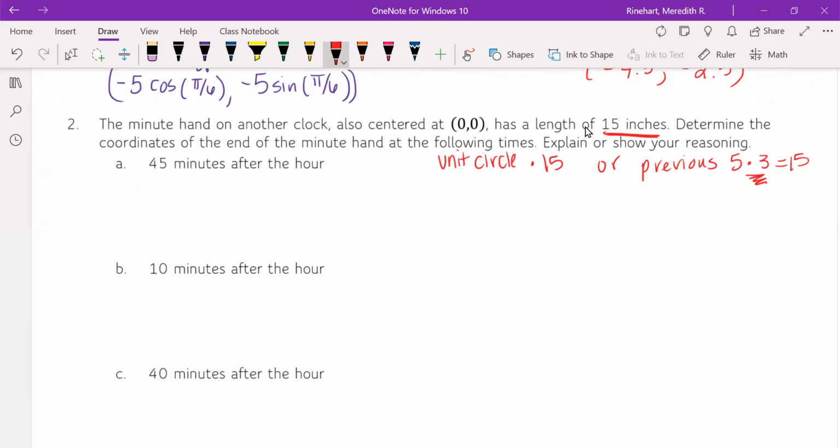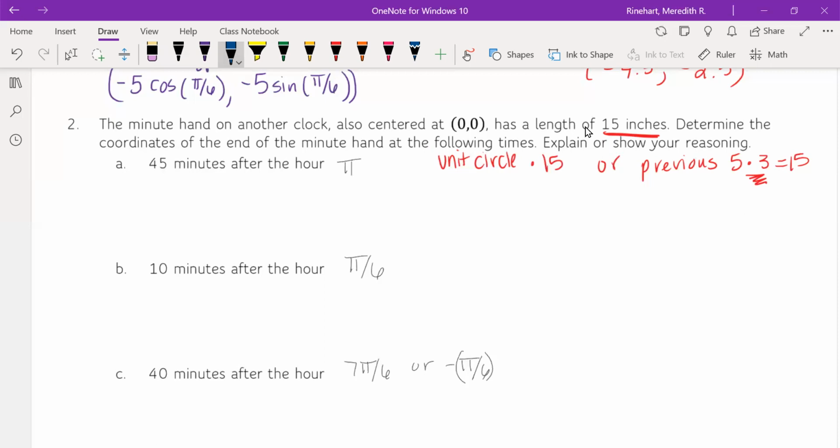It's going to be the same radian measures for each of these. It's 45 minutes, which again was pi, 10 minutes, which is pi over 6, and 40 minutes, which is 7 pi over 6, or you could use the opposite of pi over 6 answers, right? Again, very, very similar answers here. So instead of 5 times everything, now it's just going to be 15 times everything.